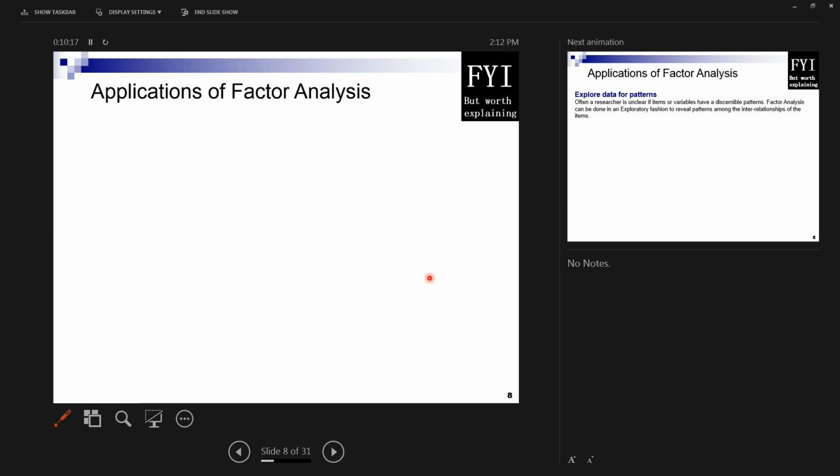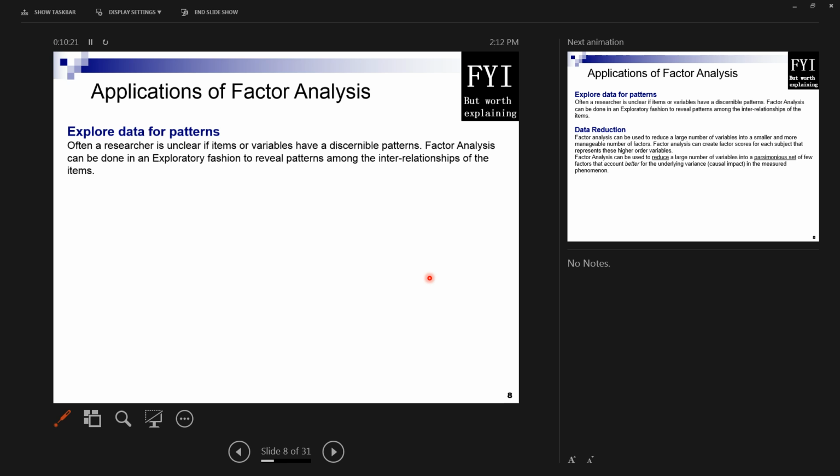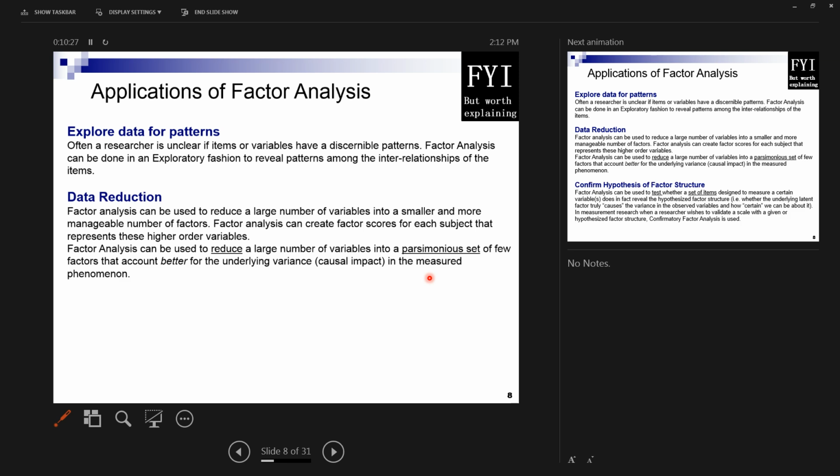Okay. This is FYI, but it's worth explaining. EFA is for several different things. For exploring patterns in the data, seeing the correlative movements. For reducing your data. So sometimes you collect on 100 different questions, right? And you only need 80 of them or 60 of them.